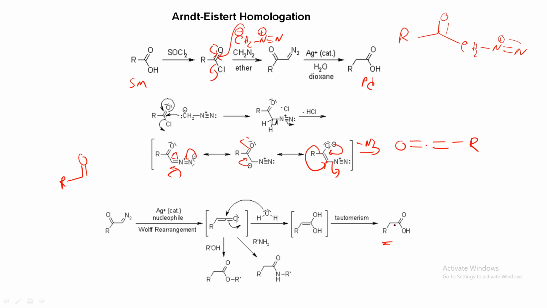So not only acids, let's say in the reaction media we had amine or alcohol, so we can respectively make their amides or esters. So that's how the control is also there. Not only acid to homologated acid, we can easily make homologated esters and homologated amides. So this is the Arndt-Eistert homologation reaction condition.